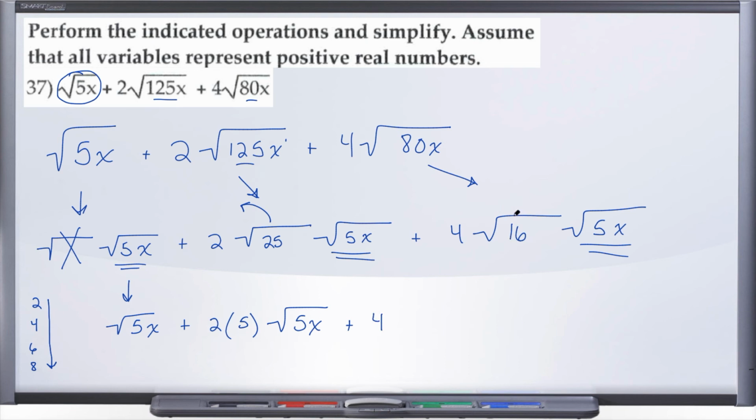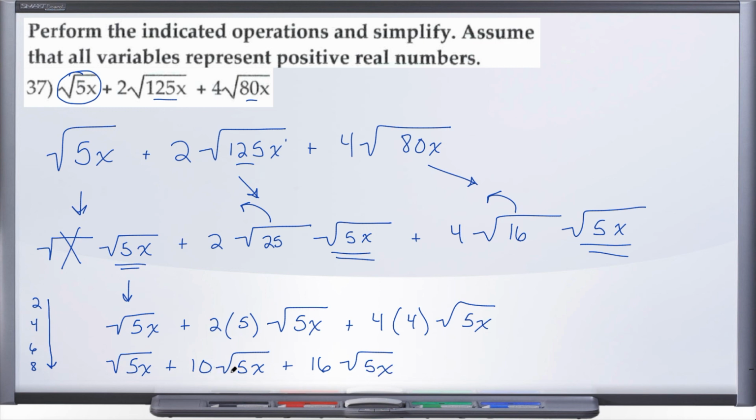And then plus 4. This is our good stuff radical. We know this is going to come out clean and free. What is the square root of 16? Well, it's 4. And then we rewrite our bad stuff. All right, let's go ahead and clean this up a little bit. We have radical 5x plus, well, 2 times 5 is now 10 with our garbage, radical 5x, plus 4 times 4 is 16 with our garbage.